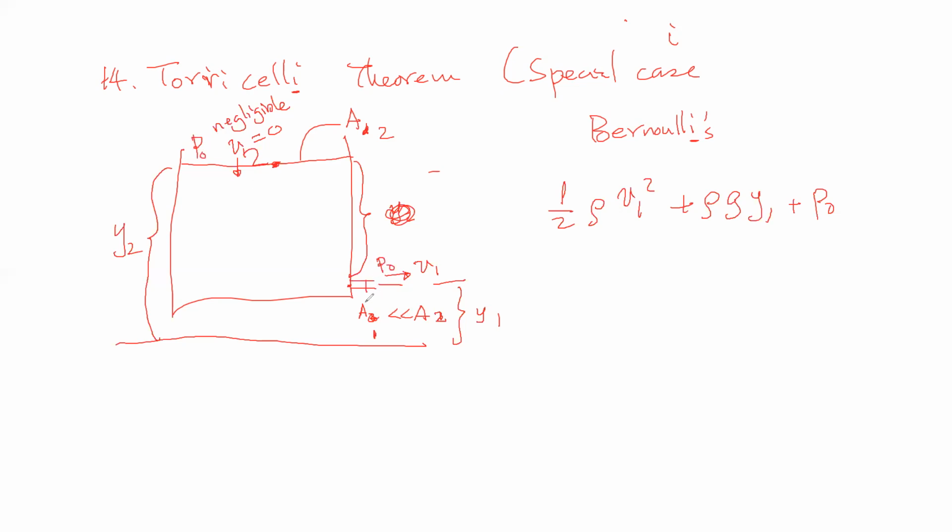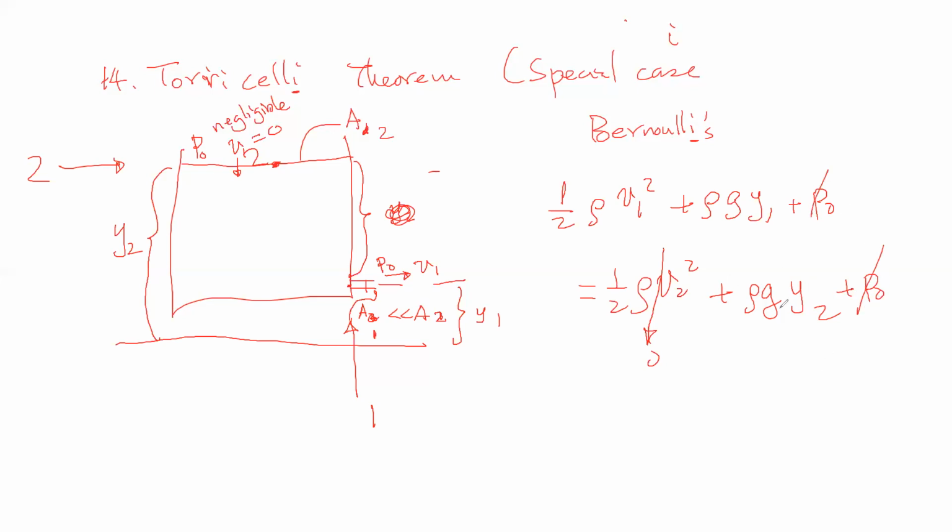So this location here is 1, and this location here is 2, right? So 2 is here, and 1 is here, right there. That's your 1. So we apply that to that. So both are P0. So here will be P0, which is equal to 1/2 rho v2 squared, which is 0, right? Because it's a very, very big area here, according to the continuity equation. So then this is plus rho g y2 right there, and that's plus P0, right? So P0 cancels out. So now we are left with that.